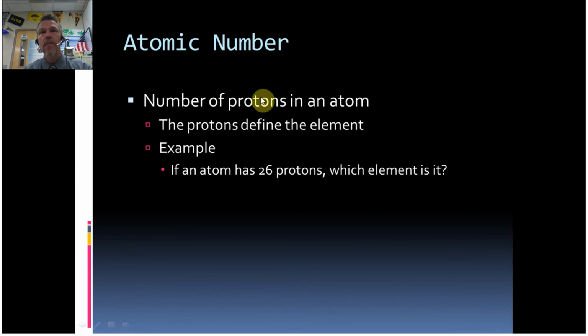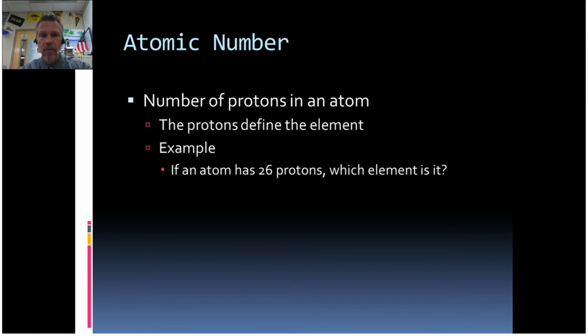This refers to the number of protons that you find in an atom. And if you remember a conversation that we had the other day and what you've read in your book, the number of protons is what defines the element. So for example, if there's an atom that has 26 protons, what element does it have to be?